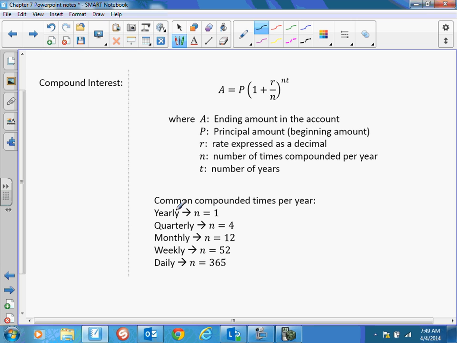Quick cheat sheet here. N equals 1 for yearly, 4 for quarterly, 12 for monthly, weekly is 52, and daily is 365. So you know how many times it compounds per year based off of that, whether it's yearly, quarterly, monthly, weekly, or daily.